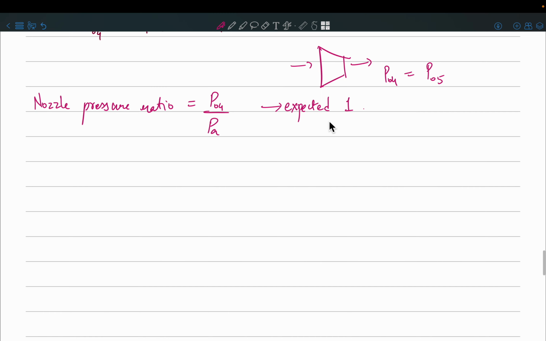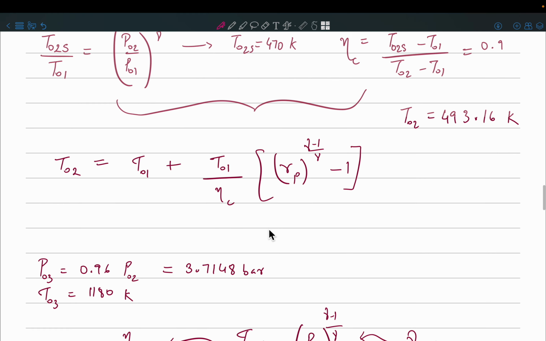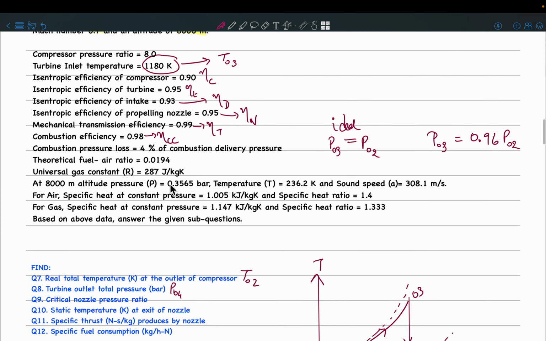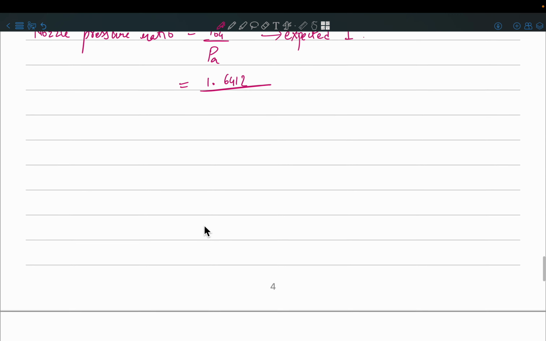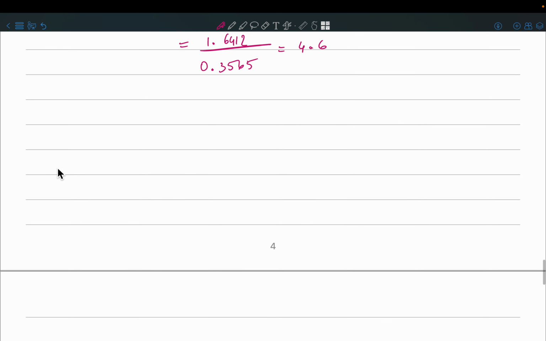Did you understand that? Yeah, so if you basically put the value of P naught 4 and the ambient pressure which is given, what is P naught 4 over here? We found 1.6412, and what was given for the ambient pressure, it was given as 0.3565, right? So the ratio turns out to be equal to 4.6. So the total pressure at the end of the nozzle is much more than the ambient pressure, at least 4.6 times more than the ambient pressure.